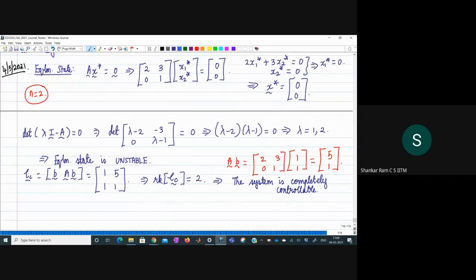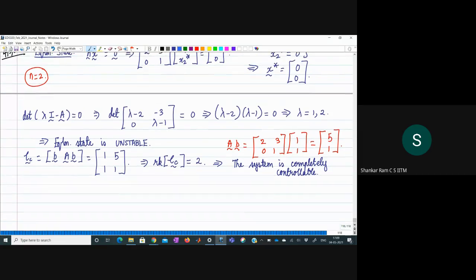Now let us go and find this k. Once again, we will follow the sequence of steps. We are given a system. First, we calculate the equilibrium state. Then we calculate the eigenvalues of the state matrix to figure out the stability of the equilibrium state. Then we look at the controllability matrix to comment on the controllability of the system. This is given.